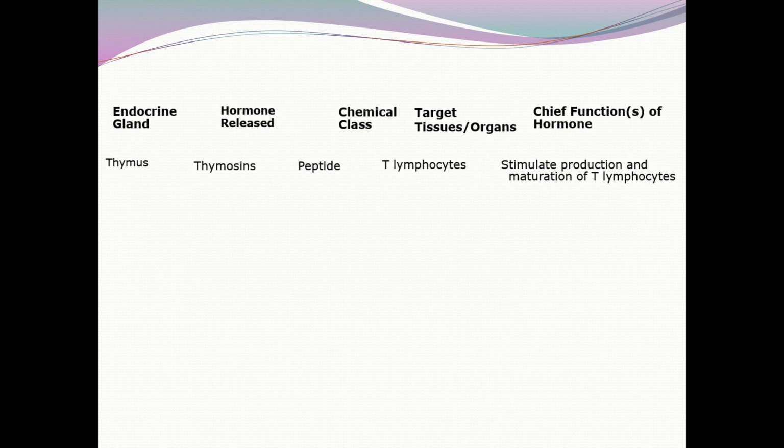So the table here is for the thymus as the gland, and the hormone is thymosins, and it targets T cells, and it stimulates the production and maturation of T cells.